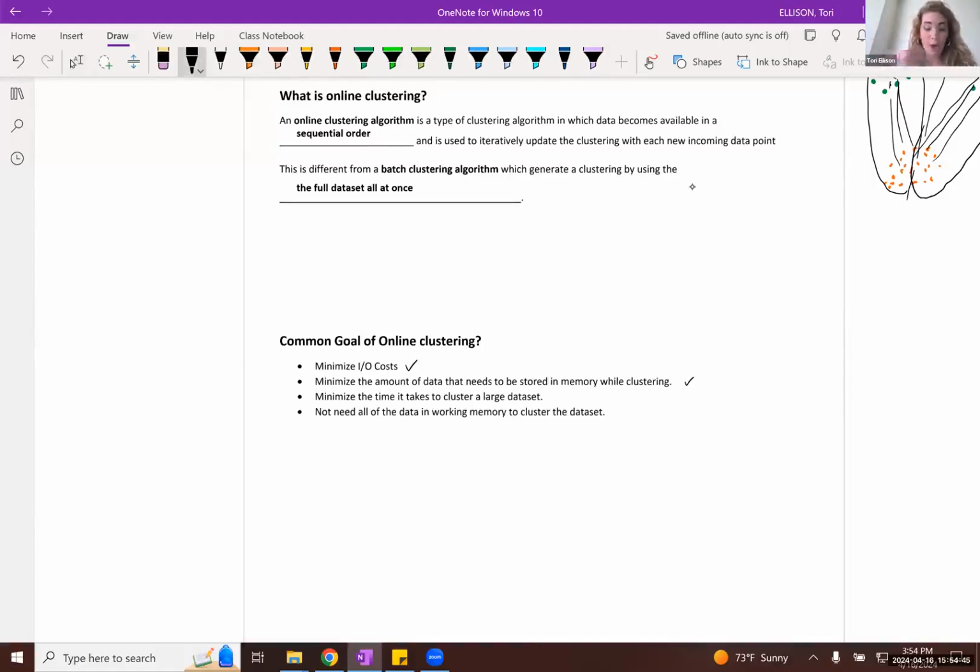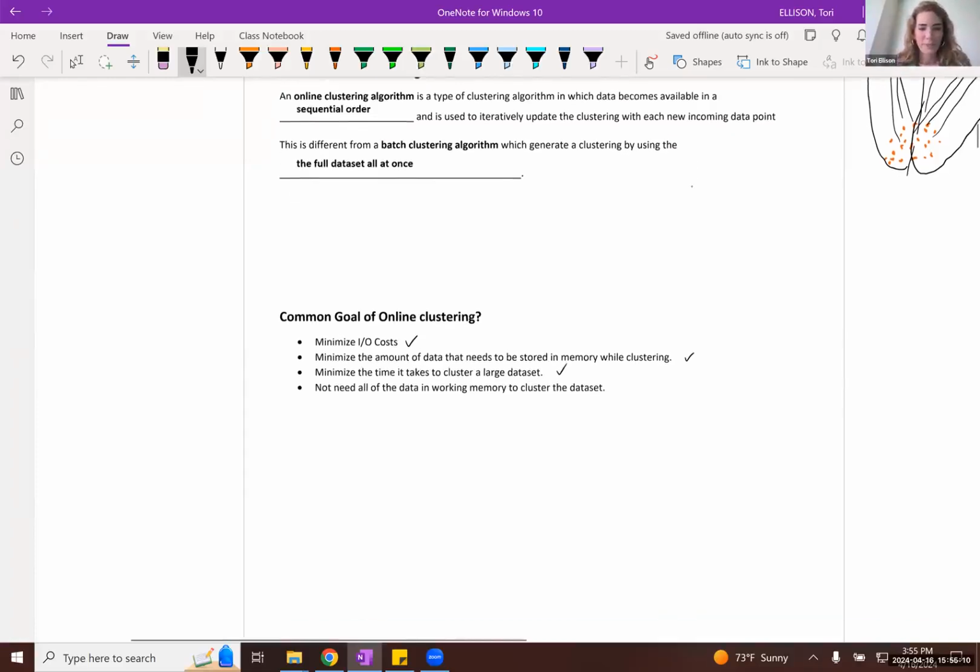In addition, we're specifically designing these algorithms with a goal in mind: minimizing the total amount of data that needs to be stored in your memory at any given time during the algorithm. These algorithms are explicitly designed with memory in mind. And in addition, it's also about how we minimize the overall amount of time it takes to cluster these large data sets.